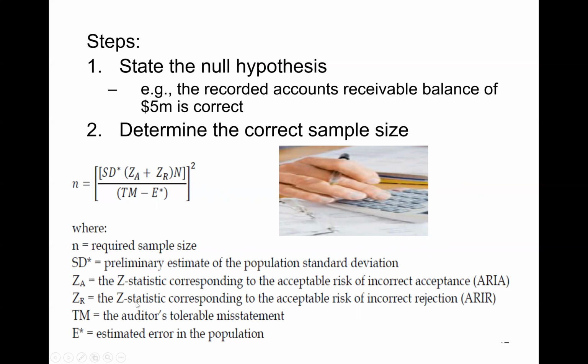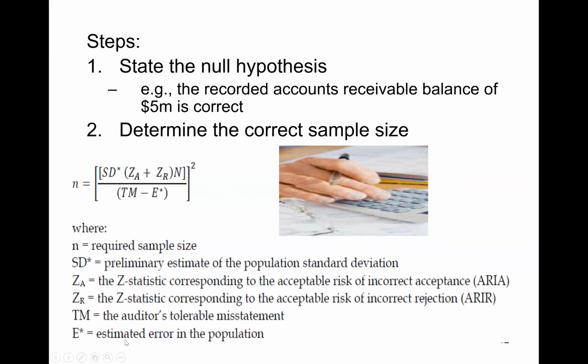ZR is the Z statistic corresponding to the acceptable risk of incorrect rejection. So this is the type 1 risk that we talked about, where the client's recorded balance is correct and the auditor incorrectly rejects it. TM is the auditor's tolerable misstatement. That's the amount of misstatement the auditor is willing to tolerate, beyond which the auditor will say, well, this is material, so I'm not going to tolerate it.